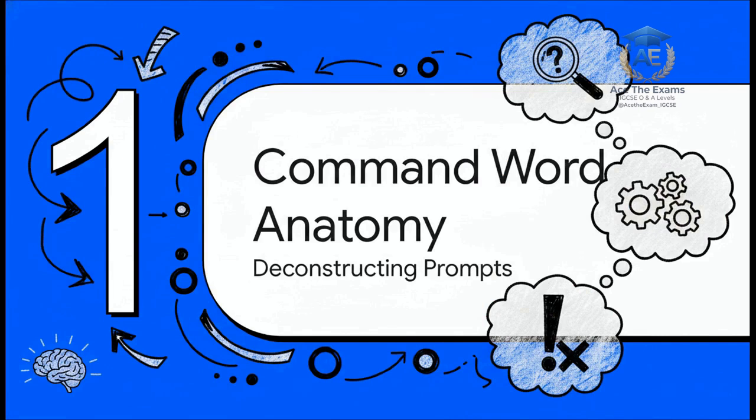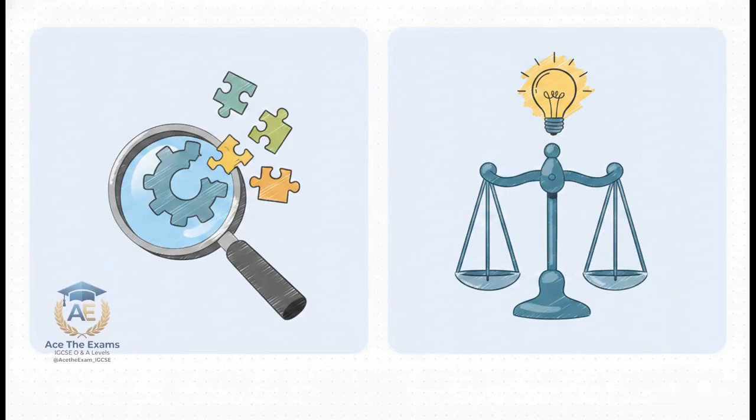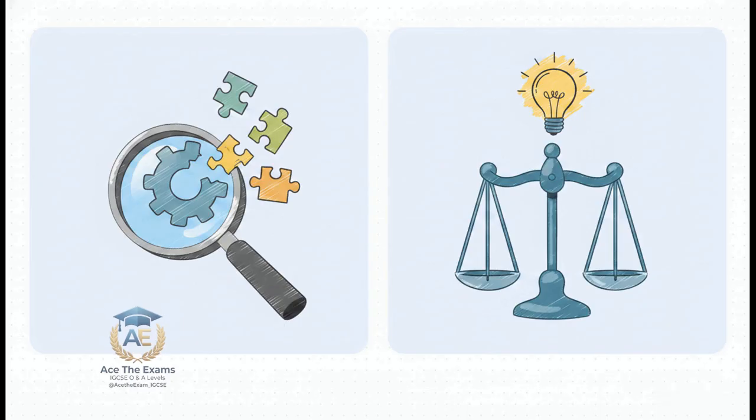Section 1, Command Word Anatomy. Deconstructing the prompt. Let's get into it. Imagine you're sitting in the exam hall. The clock is ticking, and you see a massive 15-mark high-tariff question that looks something like this. The directors of Alpha plc are considering financing a $500,000 expansion by either issuing 8% debentures or utilizing the general reserve. Evaluate the impact of both options on the company's financial statements and its shareholders.